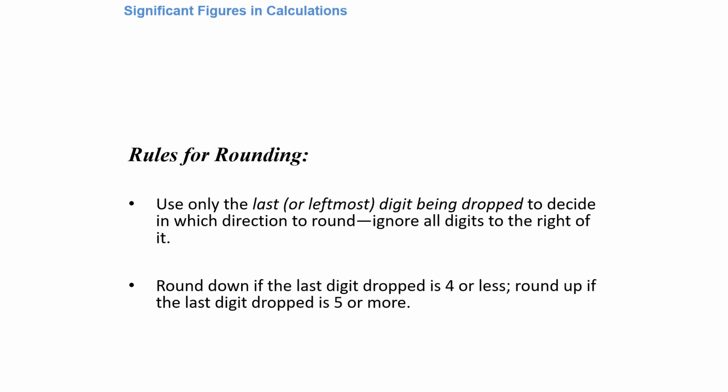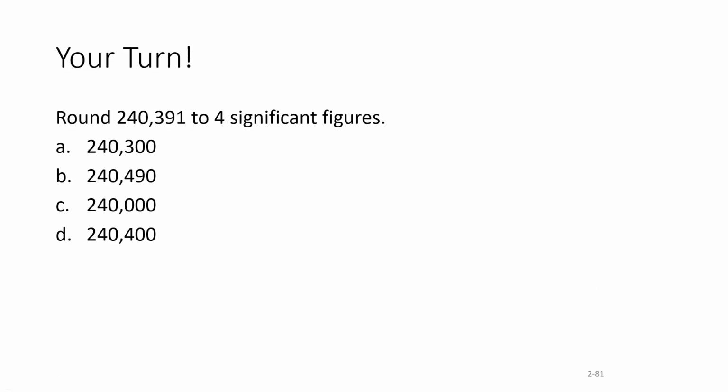Use only the last or leftmost digit being dropped to decide in which direction to round. Ignore all other digits to the right of it. Round down if the last digit dropped is 4 or less, and round up if the last digit dropped is 5 or more. So it wants you to round 240391 to 4 significant figures.